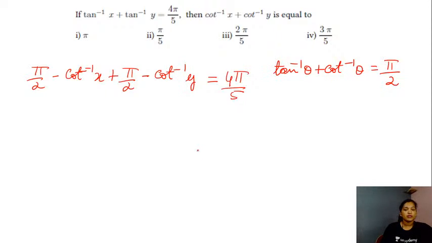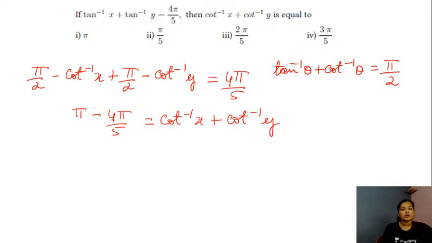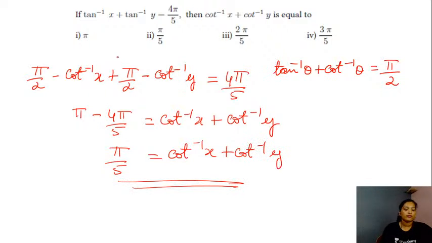Now simplifying further, what would be your values? So you would have pi by 2 plus pi by 2, this is pi minus 4 pi by 5, this is equal to your cot inverse of x plus your cot inverse of y. And what is the pi minus 4 pi by 5? This is going to be pi by 5 here in this case, right? So your required value, cot inverse of x plus cot inverse of y, this is equal to pi by 5, students, and your option B is the right answer.